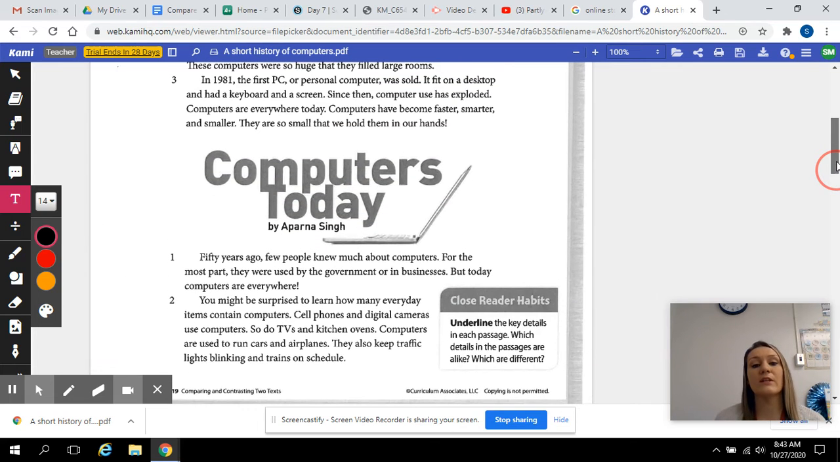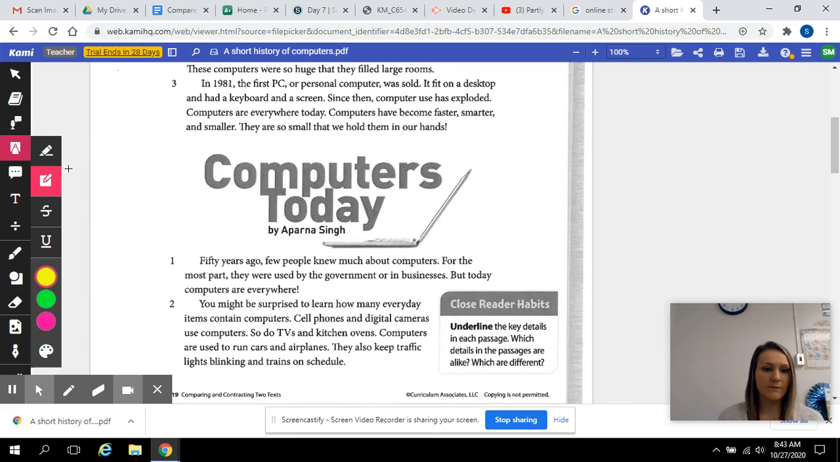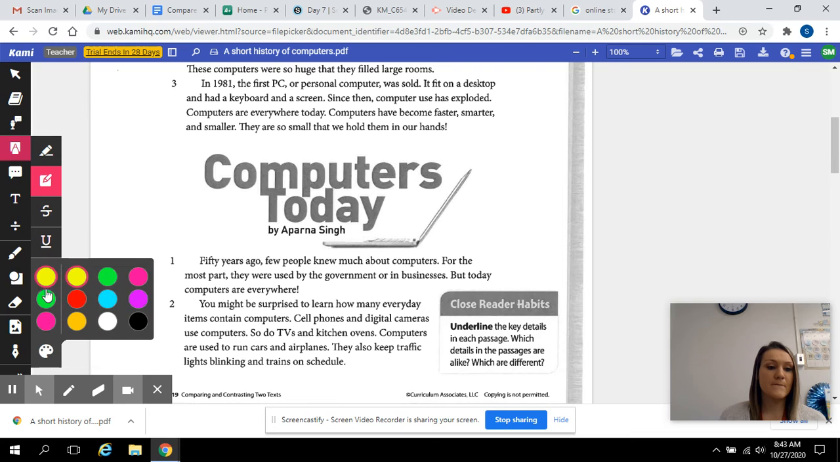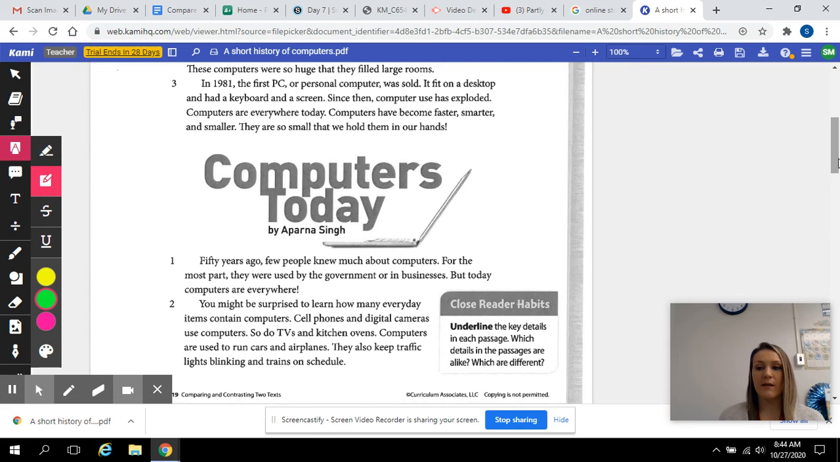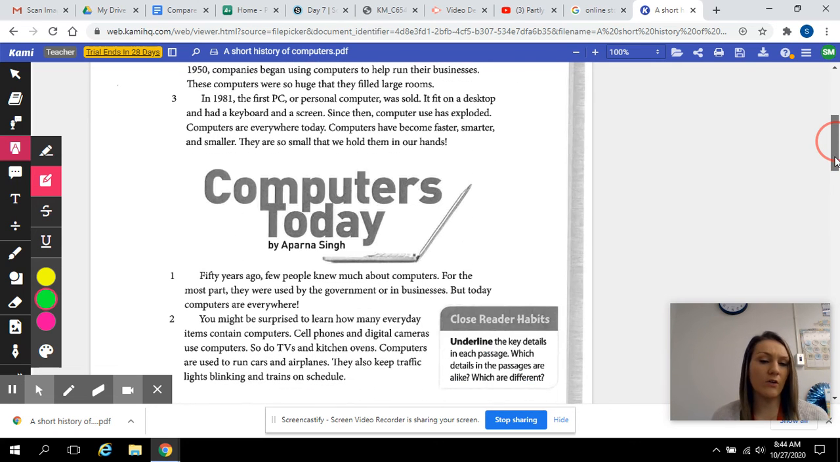Okay, so after reading those two, we need to identify some things that are similar and some things that are different. So I am going to use my text highlighter, and let's use green for my differences, okay? So what things are different or that they talk about that are in this text, but they're not in this text? Or they're in this text, but they're not in this text, okay?